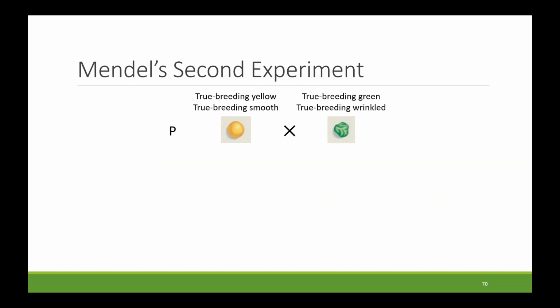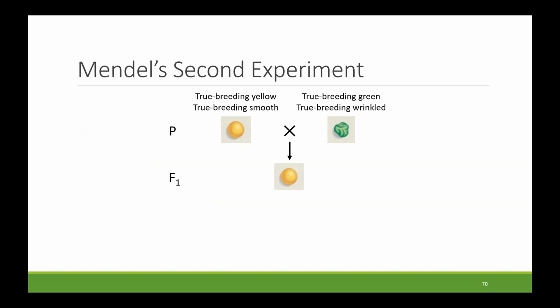So in one of these next level experiments, Mendel took a pea plant that was true breeding for the yellow phenotype and also true breeding for the smooth phenotype. That's the one on the left. And he crossed it with a separate plant that was true breeding for the green phenotype and true breeding for the wrinkled phenotype. And when he did this, he found that 100% of the F1 generation peas were yellow and smooth. They looked entirely like one parent and nothing like the other.